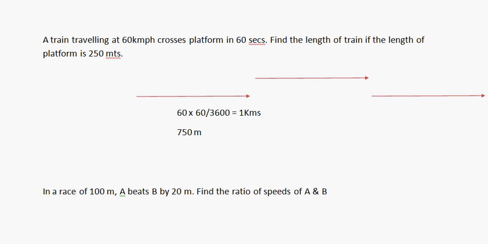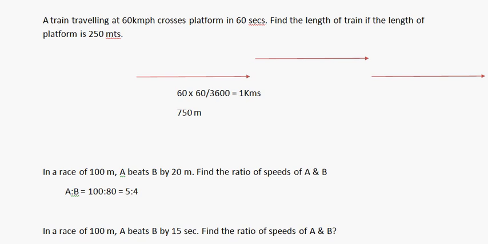We have to find the ratio of speeds of A and B. Now what is the same for both A and B? It is time, right? So when time is the same, the ratio of the speed of A to the speed of B is equal to the distance traveled by them, right? Which is 100, B traveled 80, so which means the ratio of their speed is 5:4. This is as simple as that. Nothing hi-fi about this question, right?